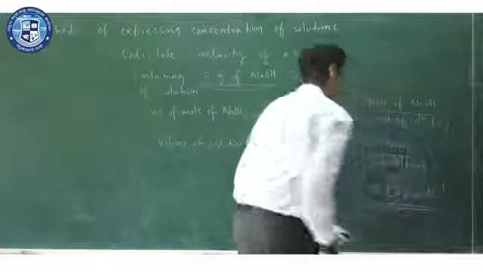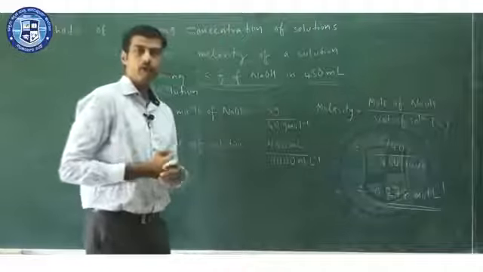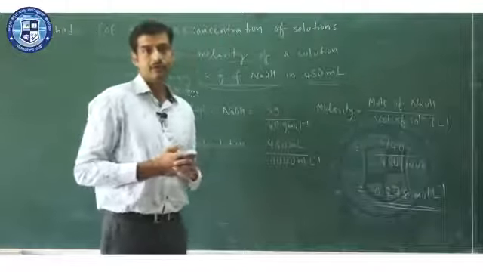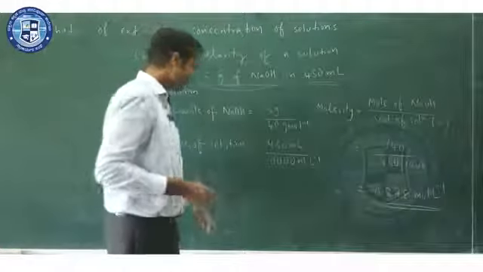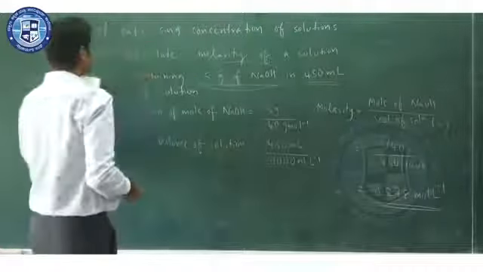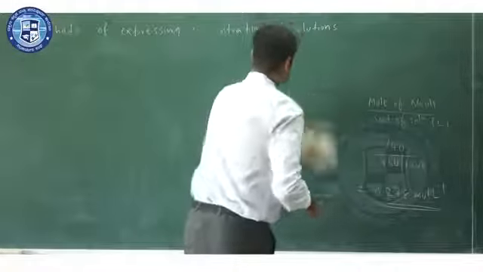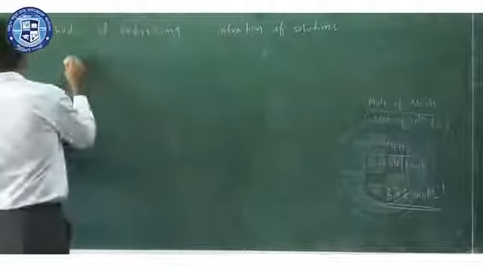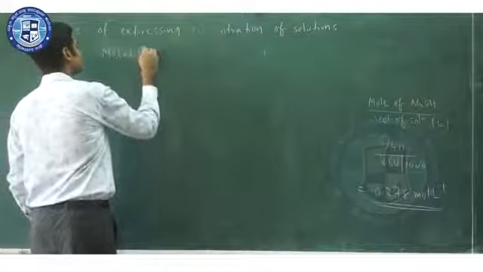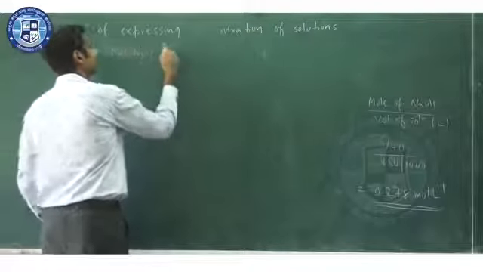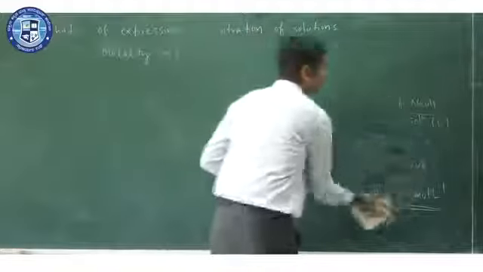With this we will move on to the next method of expressing concentration. Molarity we have gone through, mole fraction is done. The next one will be molality. Molality, lowercase m, is a symbol that is made use of.